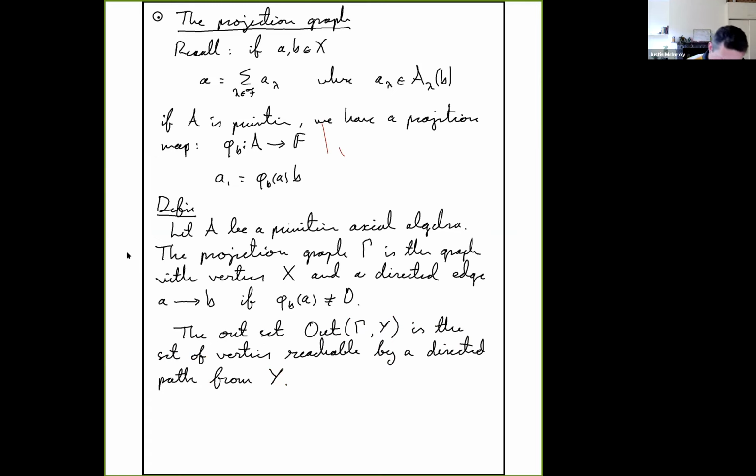So with that in mind, we can prove the following lemma, which says, again, let A be a primitive axial algebra.